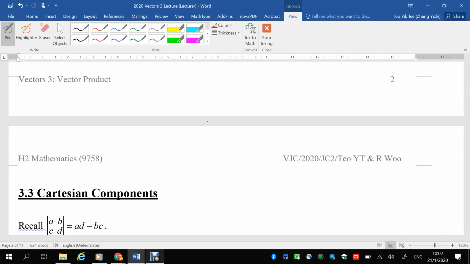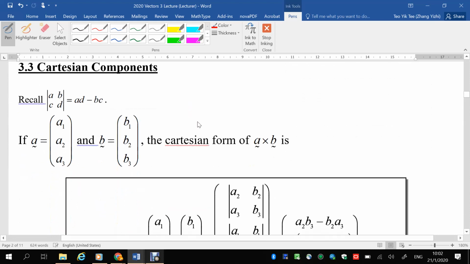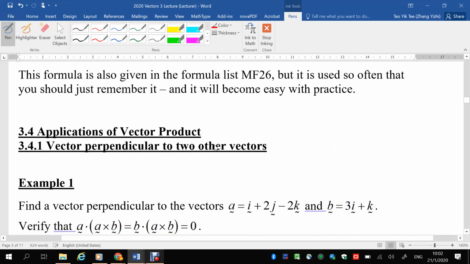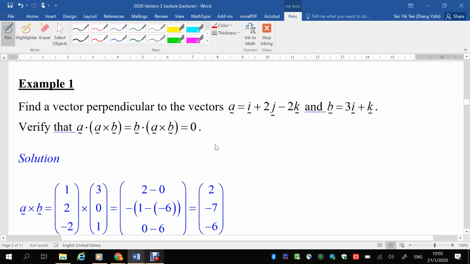Now the second aspect, how to deal with it numerically. What you see down here in your lecture notes is also available in your MF26. Usually I hate this. I don't know what a1, b1, a2, b3 are, I hate it. So don't bother so much. Let me teach you how to do it quickly.